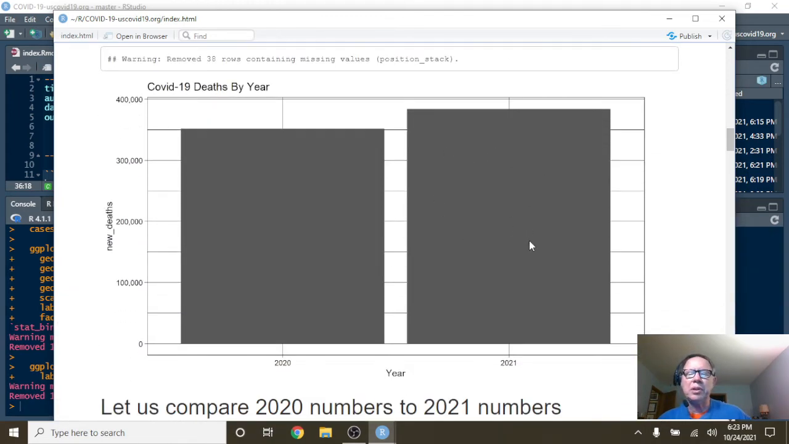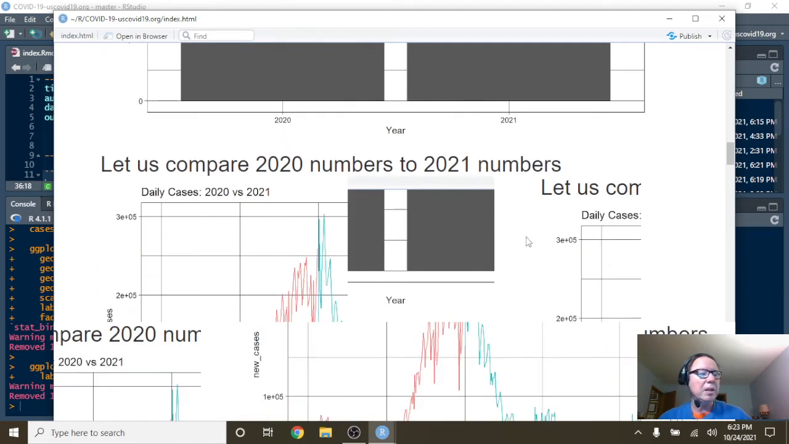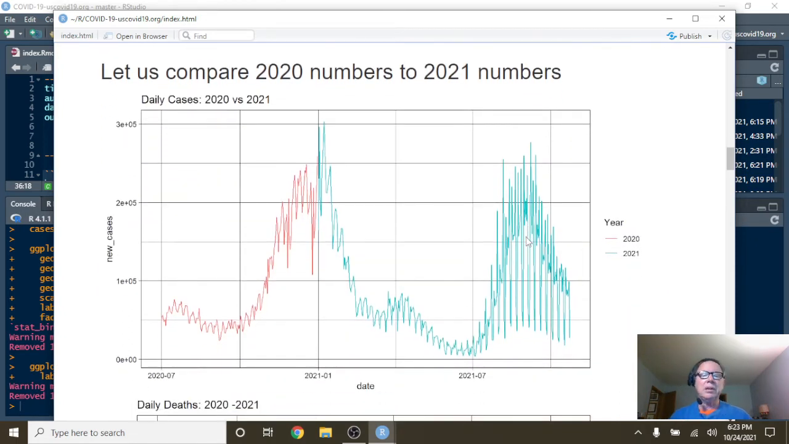Same thing with deaths. We know what the distribution is now. The question is how many of these people are vaccinated and how many of these people died from Delta variant. Do we actually know that? Probably not.